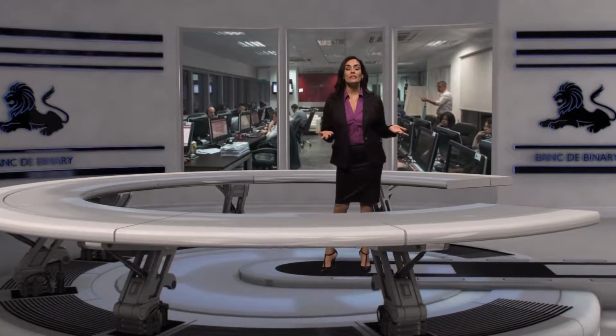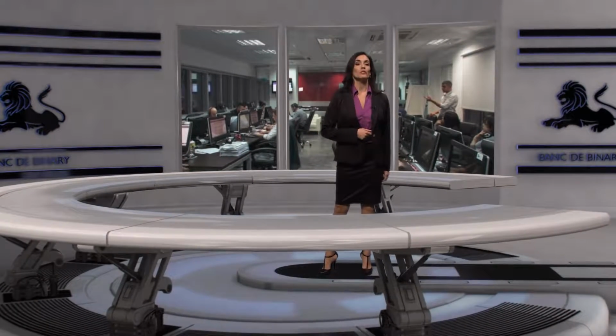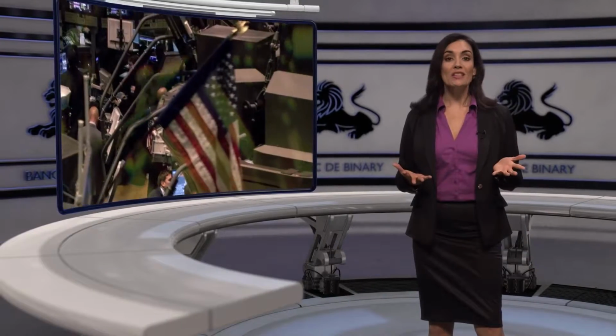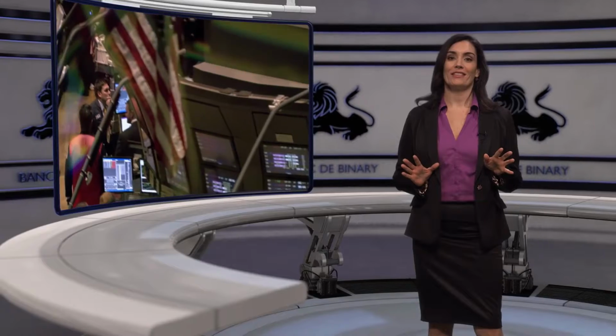In times of volatility, when share price movements become difficult to predict, it's often a good strategy to turn your attention to the entire market. It's time to trade the indices.